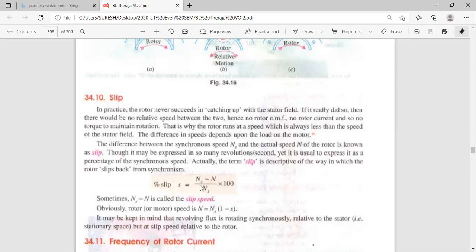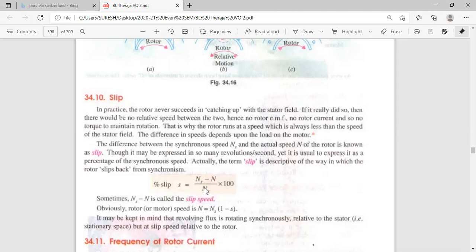Now, from this formula, determine the n value. Cross multiply: s into ns is equal to ns minus n. Bring ns to this side, then we'll get the n value. N is the rotor speed, meaning the actual speed of the rotor. Derive it from this formula and see.